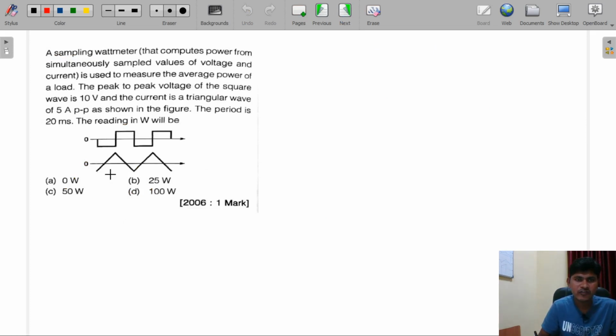This is the voltage waveform, and a sampling wattmeter. Voltage and current are used to measure the average power. The voltage is a square wave and the current is a triangular wave. This is the voltage waveform, this is the current waveform. You have to find the average power.